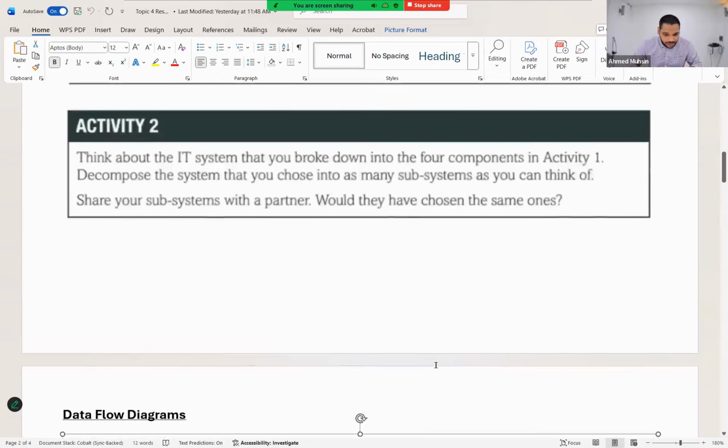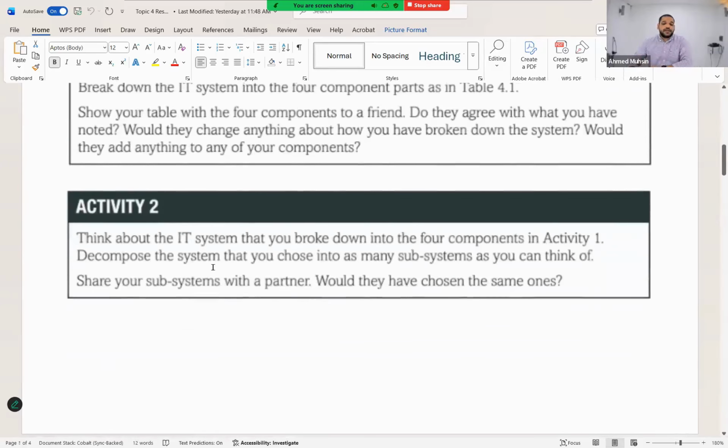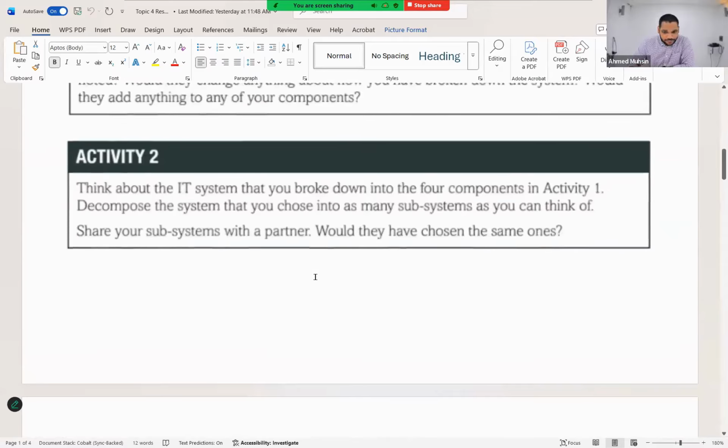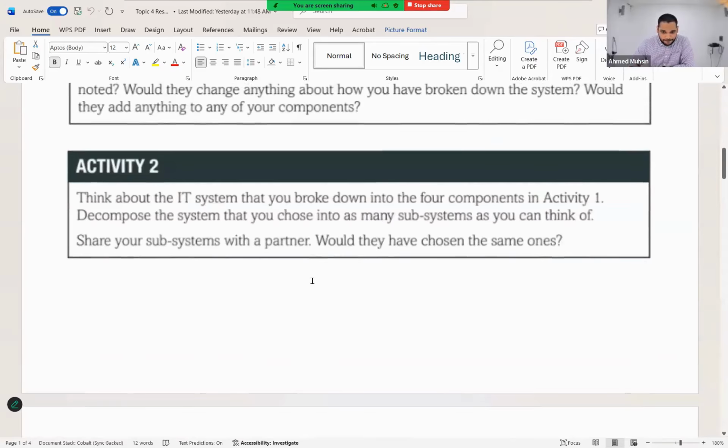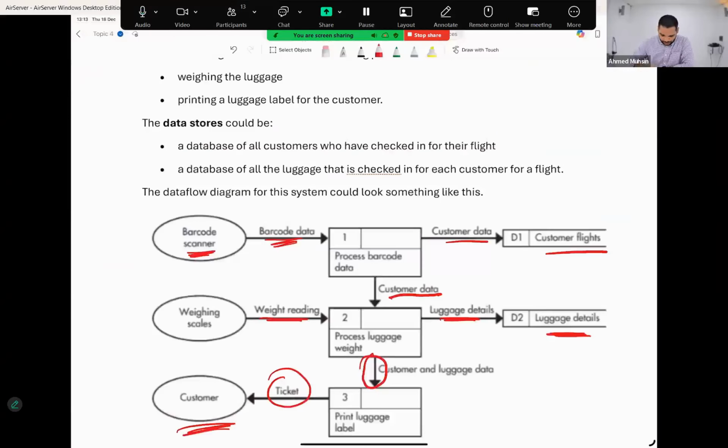Can everyone read this example over here? Where is it? Think about the IT system that you broke down into 4 components in activity 1. Decompose the system that you choose into as many subsystems as you can think of. Share your subsystem with a partner. Would they have chosen the same? Not this one. I think I'm the wrong one. There was another activity I wanted to do with you all. Where's my note?